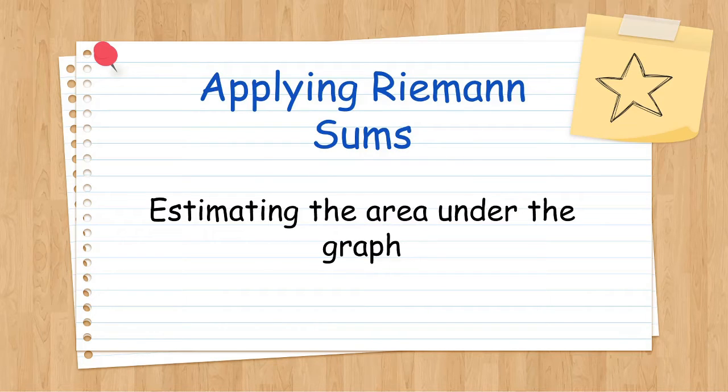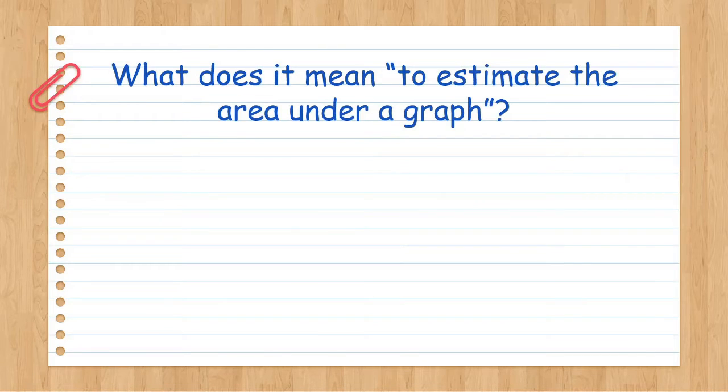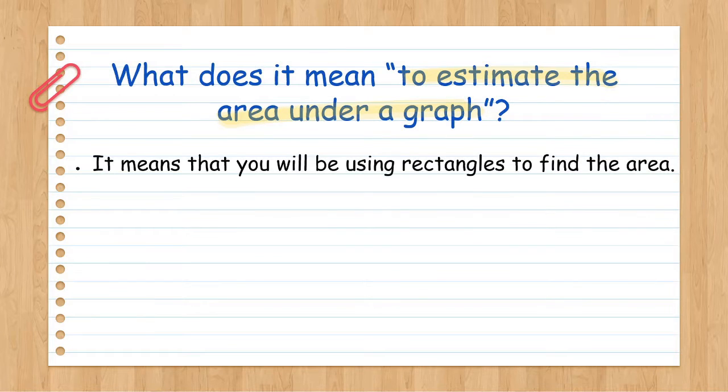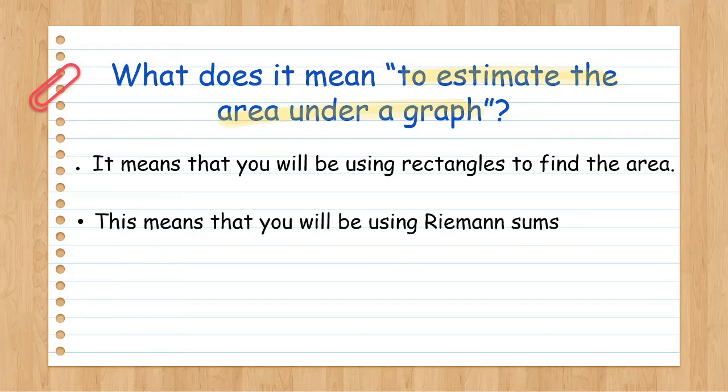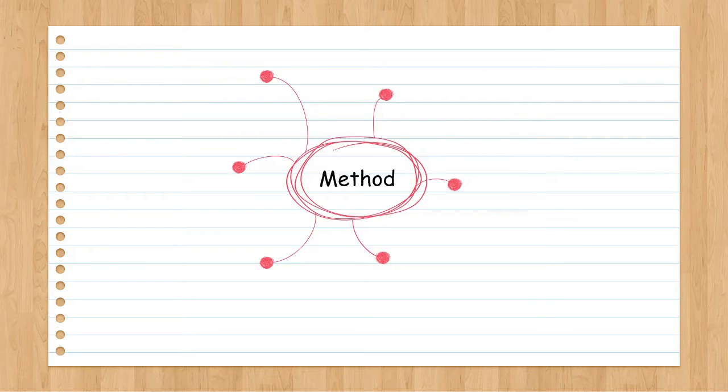In today's lesson, we will be learning how to apply Riemann sums, and this means estimating the area under the graph. So what does it mean to estimate the area under a graph? It means that you will be using rectangles to find the area, and this means that you will be using Riemann sums. So this is the method.